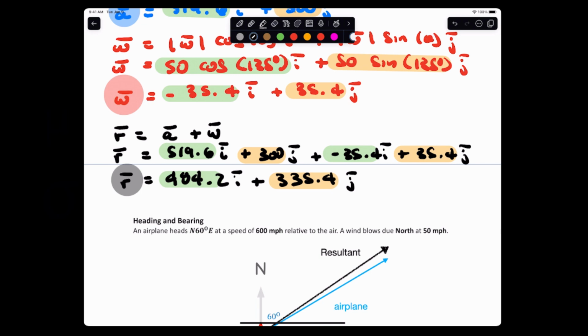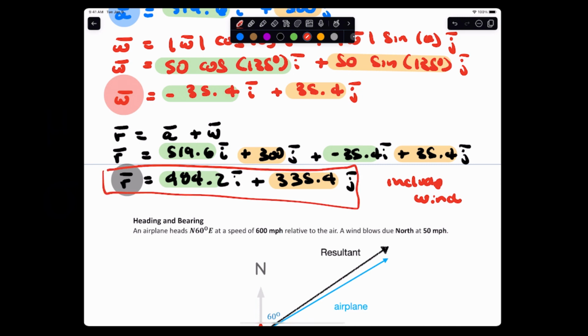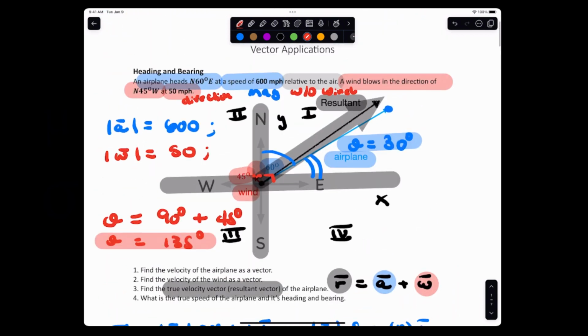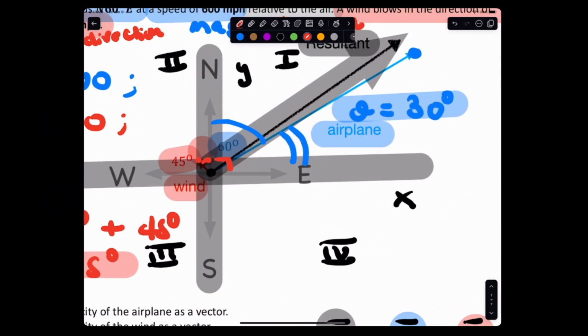That's the true velocity vector of the airplane when you include the wind. The wind is a force acting on the airplane. You just included the wind. So that question is, you're finding the velocity vector of that airplane. It shifts the airplane, ladies and gentlemen.